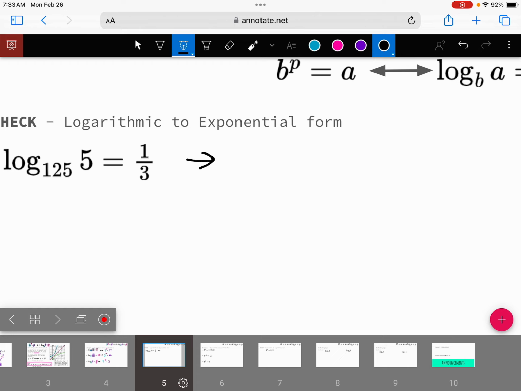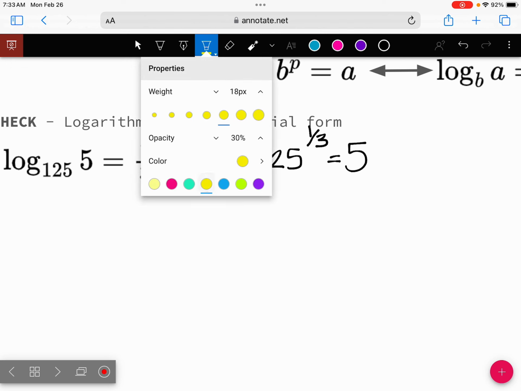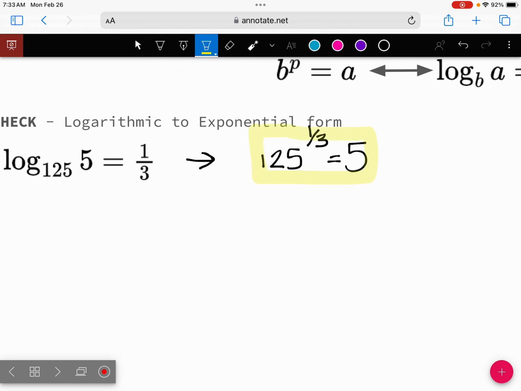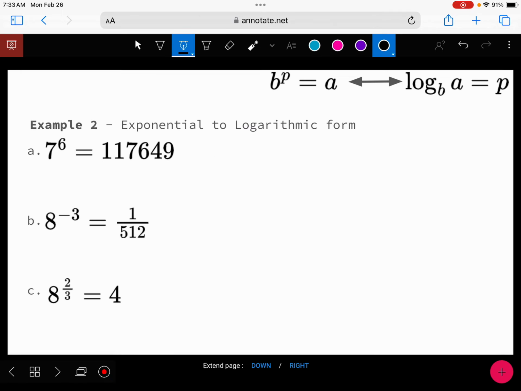What did you guys get? Yes. 125 to the 1/3 equals 5. Excellent work, guys. So this is switching between the forms. That would be our answer. 125 to the 1/3 equals 5. These two statements mean exactly the same thing. We're just going to need to be able to switch them back and forth for reasons that we haven't gotten to yet. Now we're going to go the other direction.